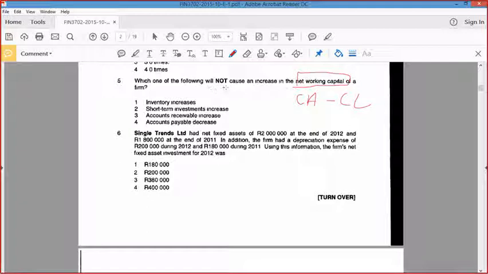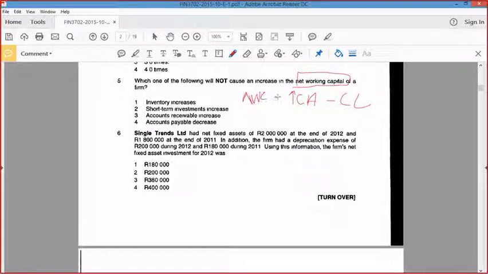Okay, so we're looking at which of the following will not cause an increase in net working capital, meaning all of them are going to cause an increase. It's the one that doesn't, which is the one that we're looking for. Do you agree? Yes. Okay, so would inventory increase net working capital? Yes. It would, because this is going to go up.